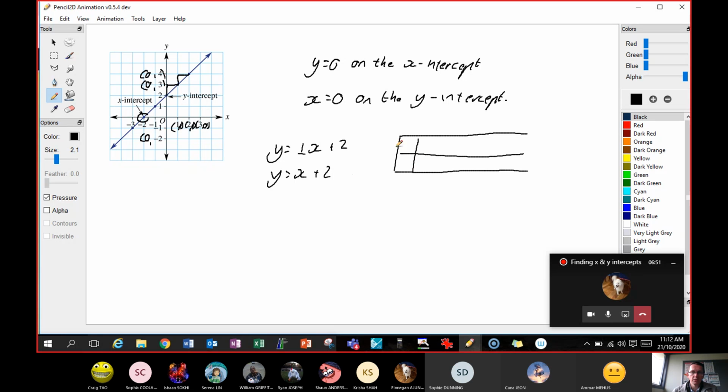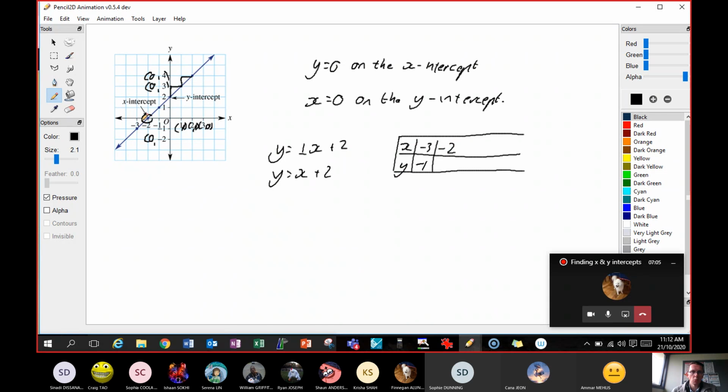And we can read it off the graph alternatively. When x equals -3, y will equal -1. Alternatively, I could put -3 in here. -3 plus 2 is -1. When x equals -2, we can see y equals 0. -2 plus 2 is 0. And when x equals -1, y will equal 1. When x equals 0, y will equal 2.